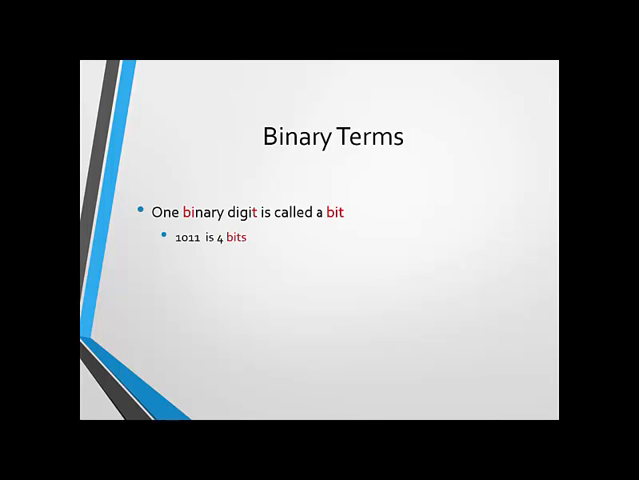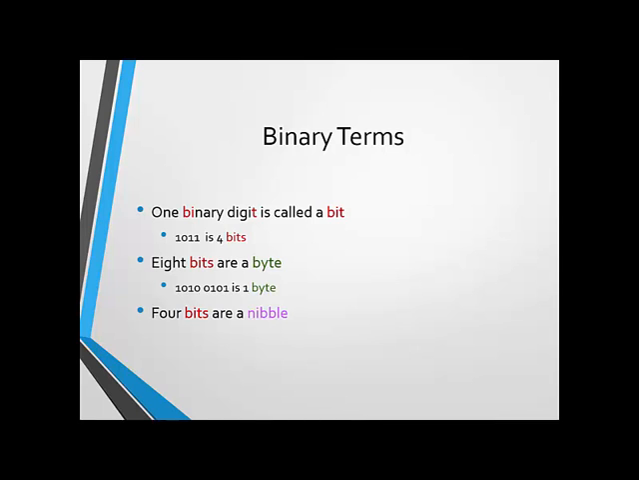One binary digit is called a bit. The number 1011 is 4 bits. 8 bits are a byte. The number 10100101 is 1 byte. That would represent 1 character of data.